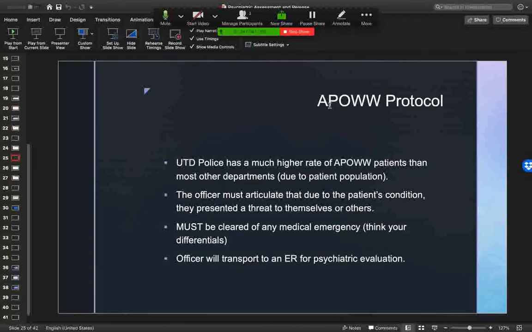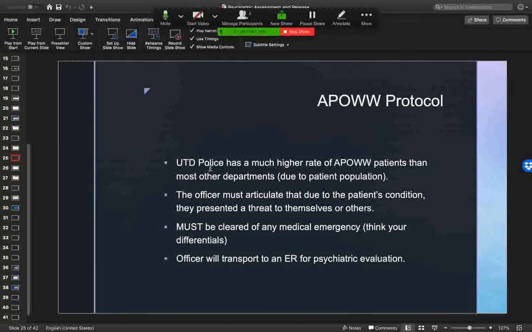So, APAL, apprehension by a police officer without a warrant. Okay, UTD police, they're going to have a much higher rate of APALs than most other departments. This is typical. We want to make sure that these guys are super important, and they know how to do it. They've been very, very well versed in getting APALs, so they can identify pretty easily when they need to do that. So the officer, for them to do it, must articulate that due to the patient's condition, they presented a threat to themselves or others.